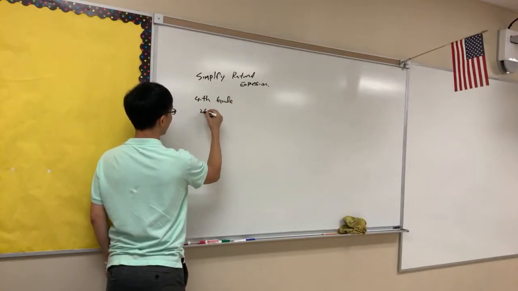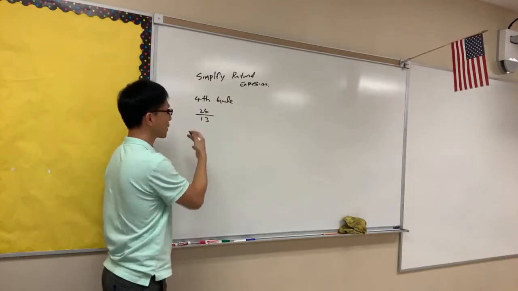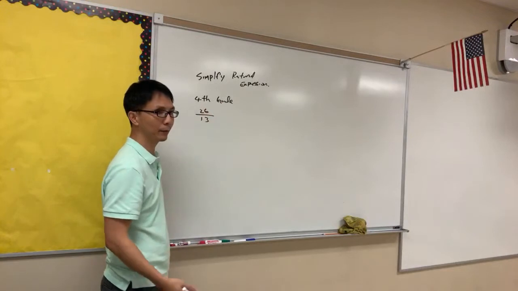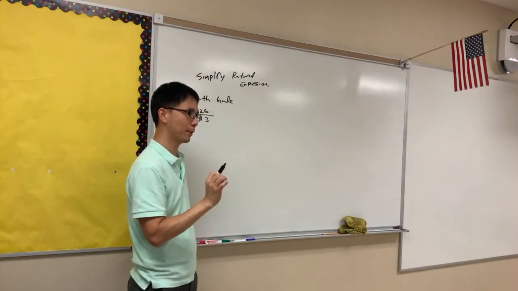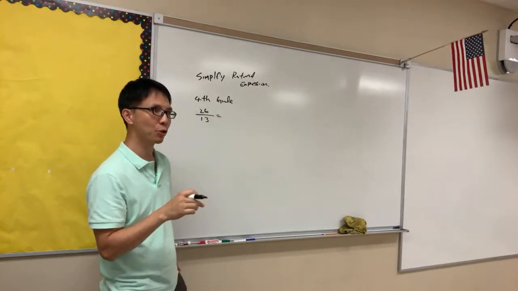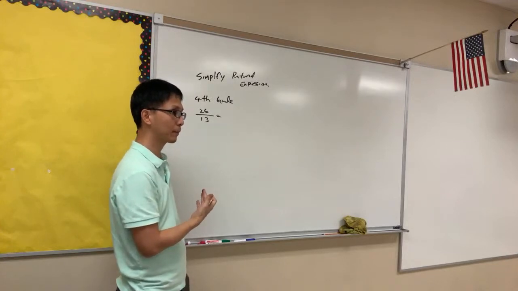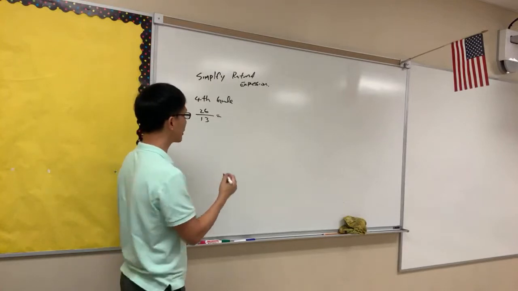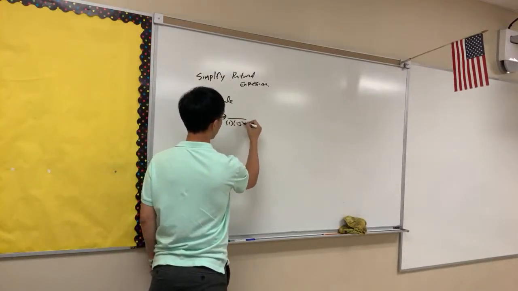In fourth grade, we got 26 over 13, and you know that 26 over 13 is just 2 over 1, right? But what if I do it in slow motion? What I mean by slow motion is that my first step is to factor 26 over 13. Is 13 factorable? No, because 13 is a prime number, so it's pretty much 1 times 13. Does that make sense?